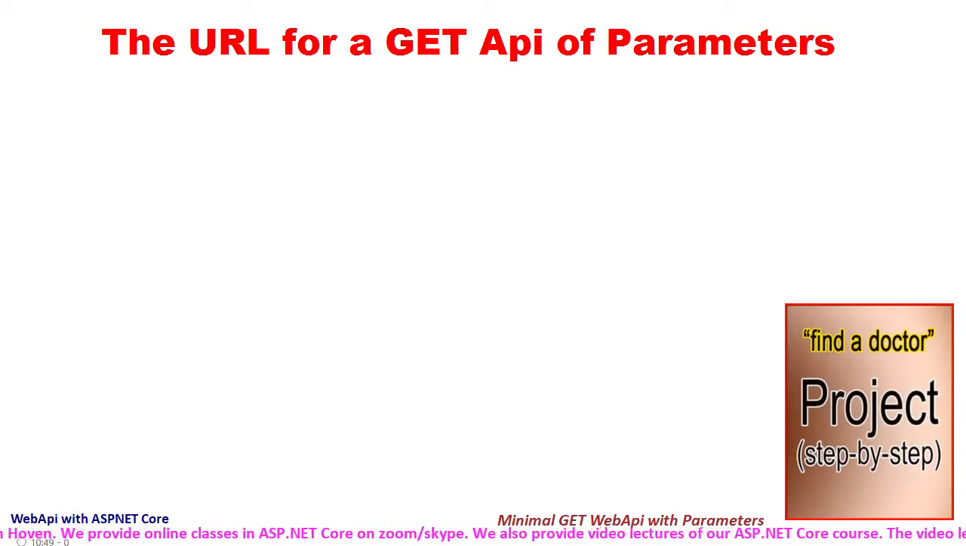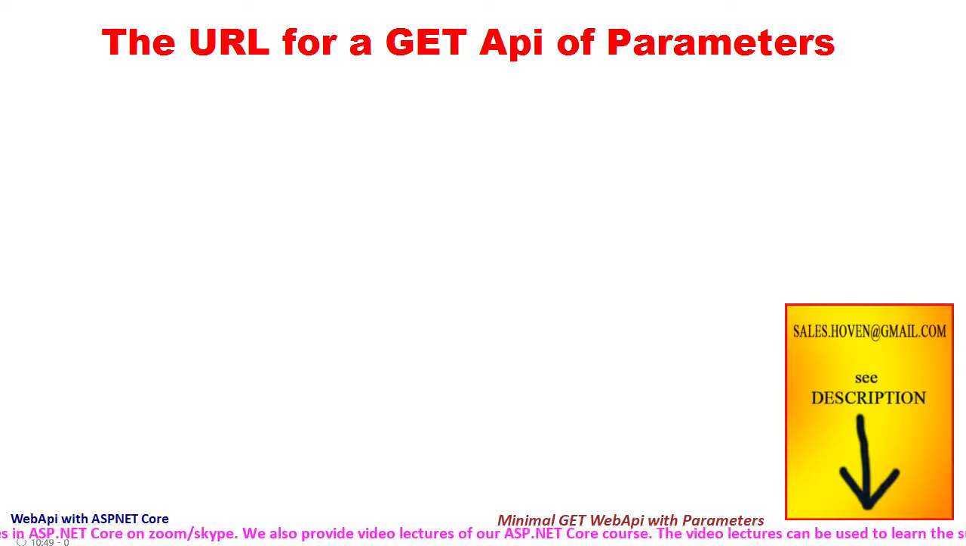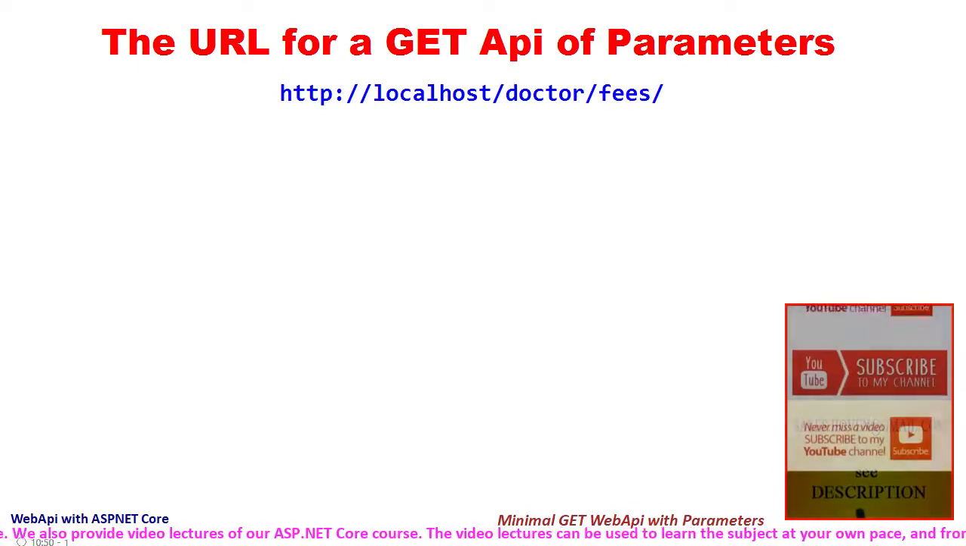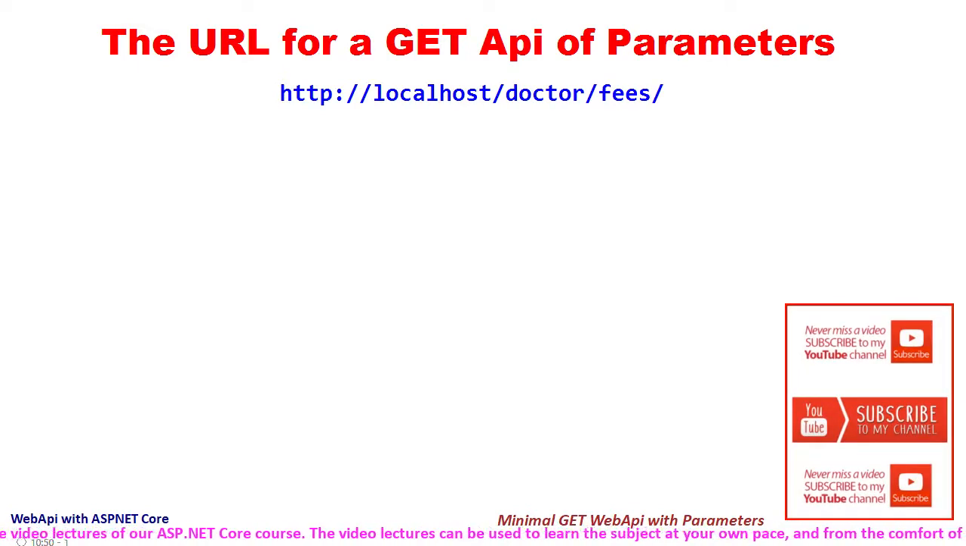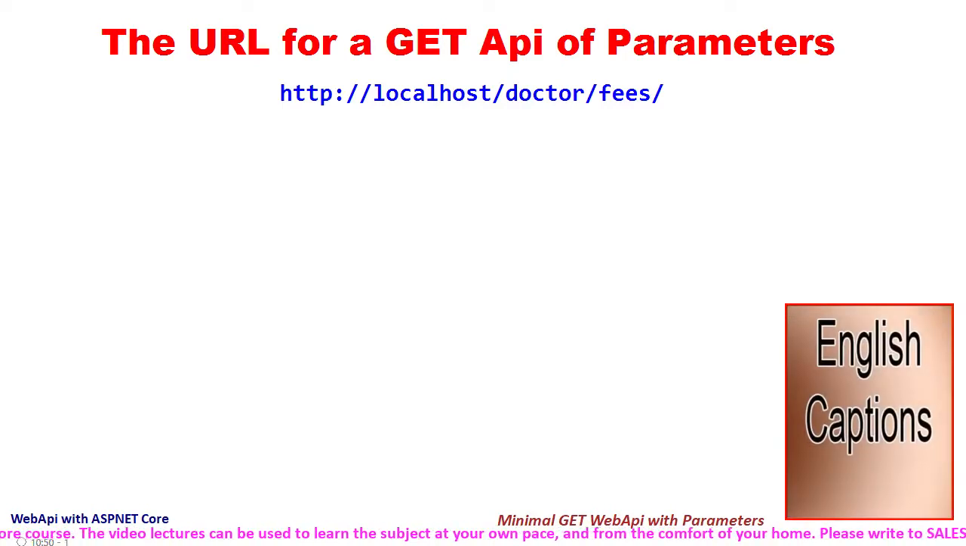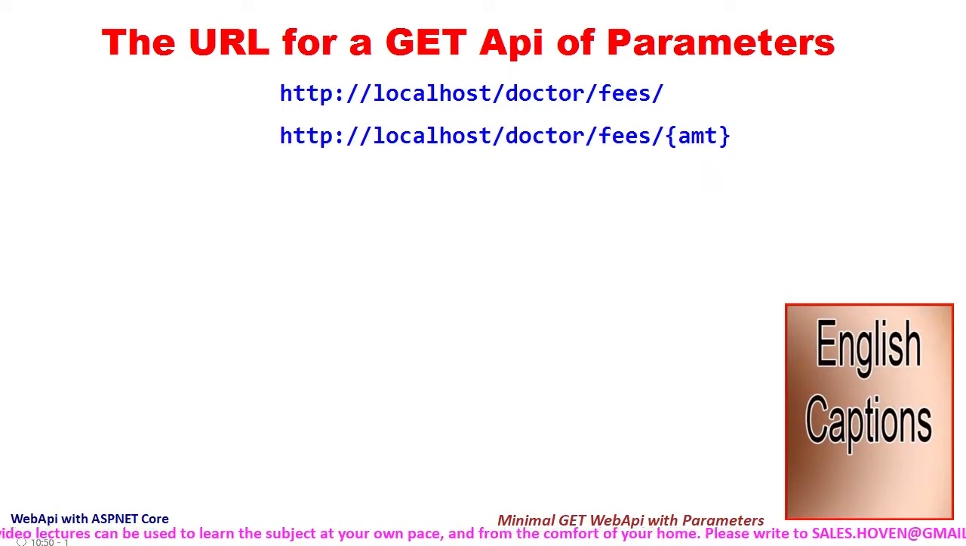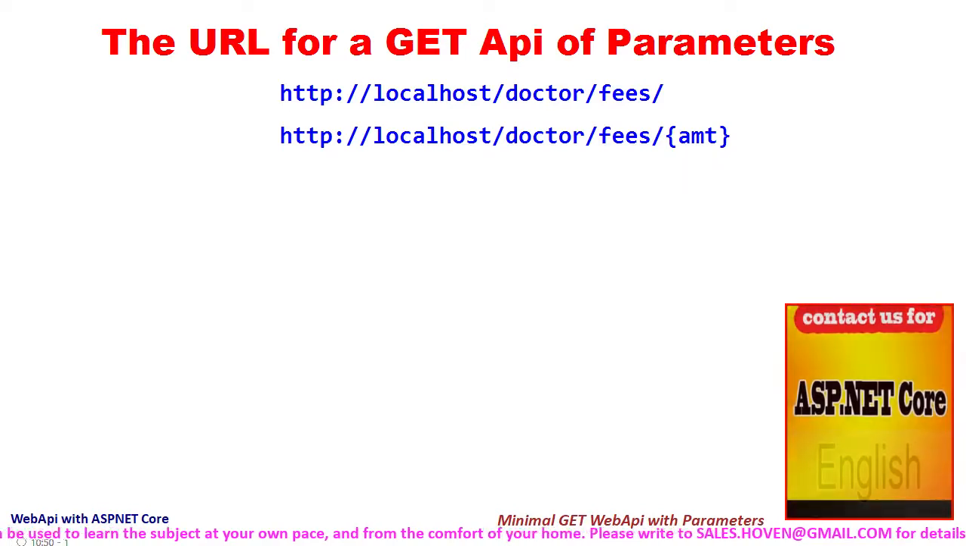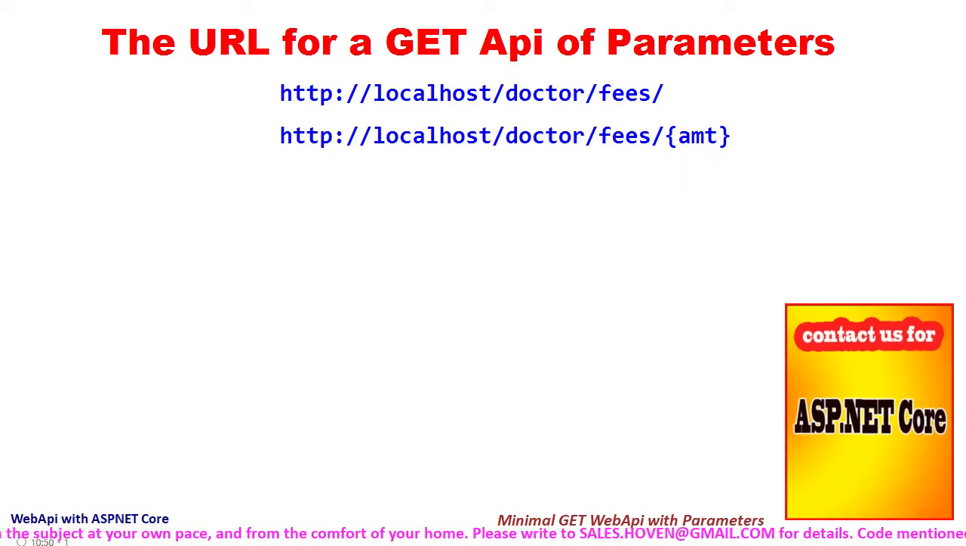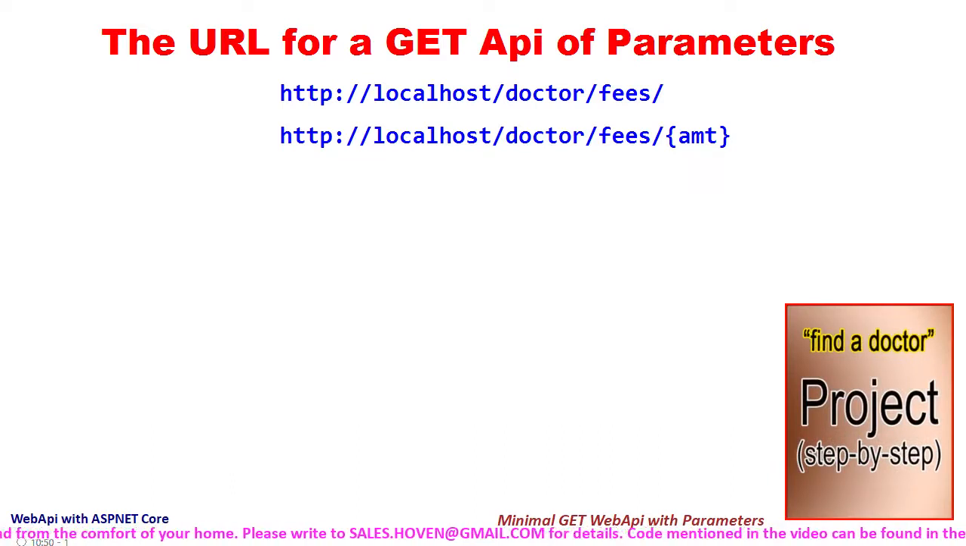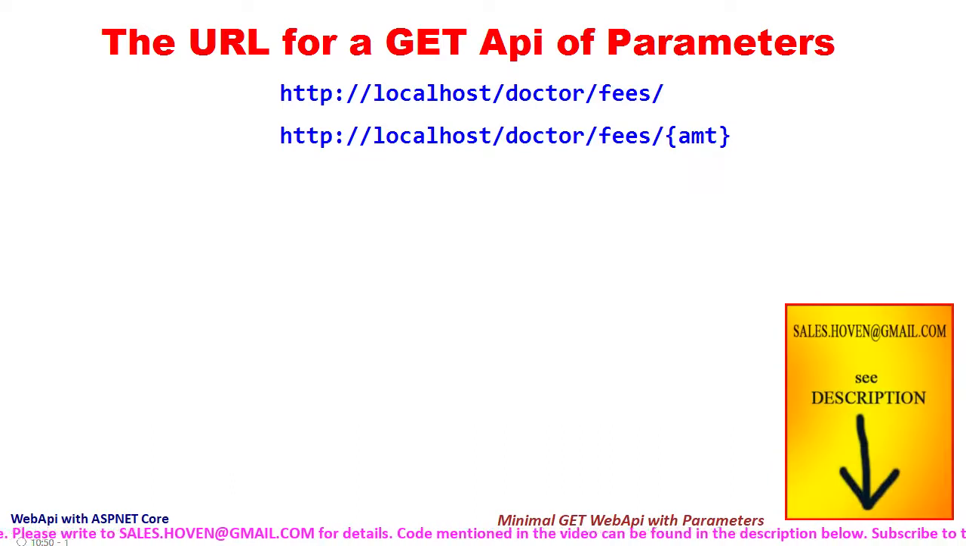The technique is to add the parameter as a segment of the URL to the API. For example, if the API is /doctor/fees and let us suppose the parameter is called AMT, then the URL for the API would be /doctor/fees/{AMT} in curly braces. Notice that the curly braces are required to define the route parameters.